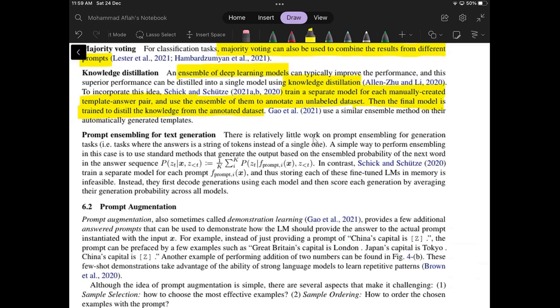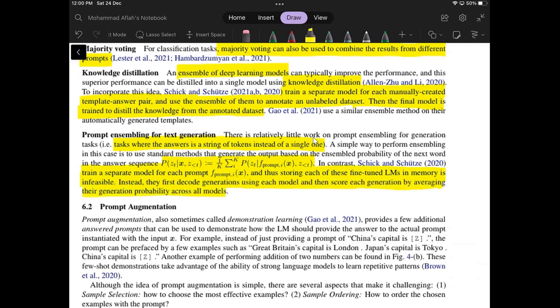Then you have prompt ensembling for text generation. There's relatively little work on prompt ensembling for generation tasks, tasks where the answer is a string or a sequence of tokens. A simple way to perform ensembling in this case is to use standard methods that generate the output based on the ensemble probability of the next word in the answer sequence. In contrast, Schick and Schütze train a separate model for each prompt, and thus storing each of these fine-tuned language models in memory is infeasible. Instead, they first decode generations using each model and then score each generation by averaging the generation probability across all models.